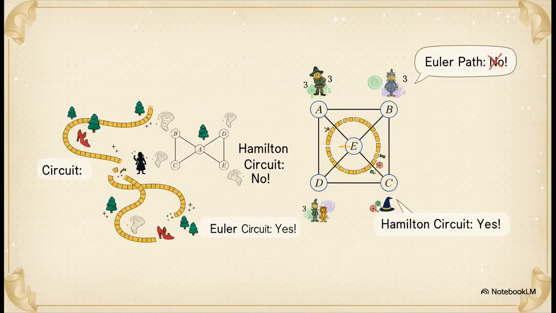Now check out the square with the center vertex E on the right. Can we do an Euler journey here? Well, let's count the odds. Vertices A, B, C, and D all have 3 edges connecting to them. That's 4 vertices with an odd degree. And remember the Euler degree rule. More than 2 odd means no Euler path. Period. But does it have a Hamilton circuit?